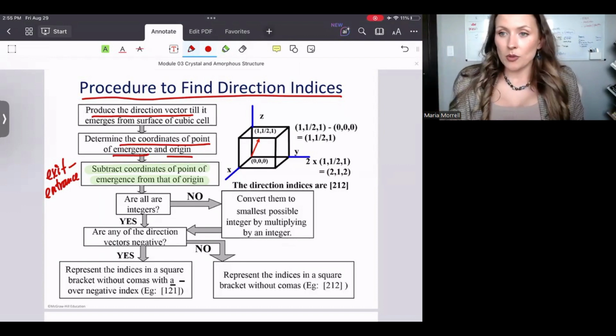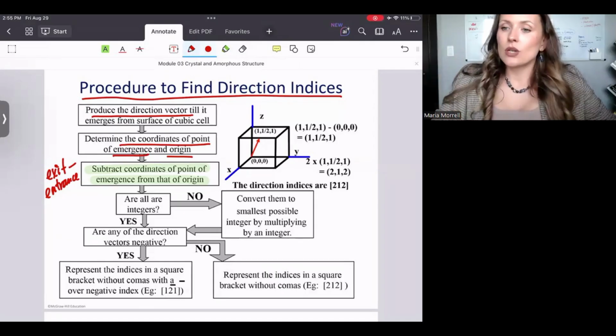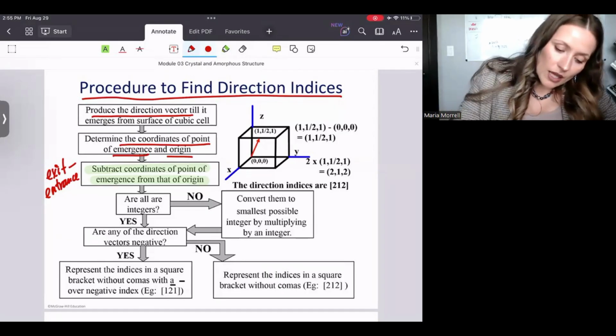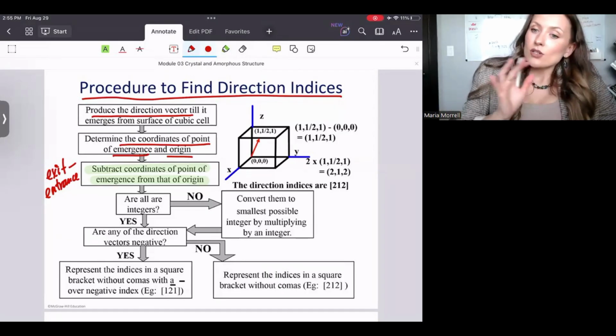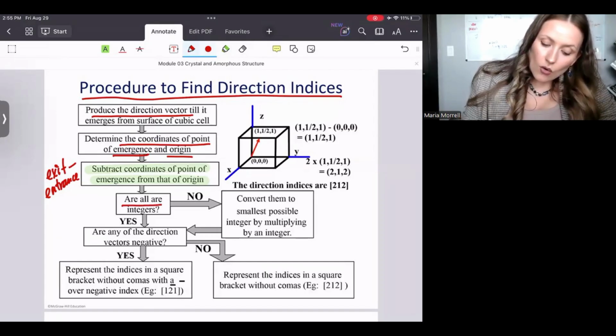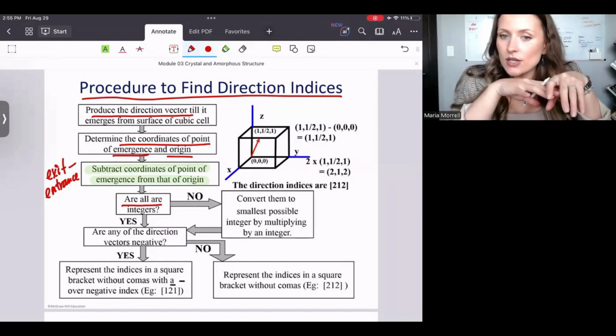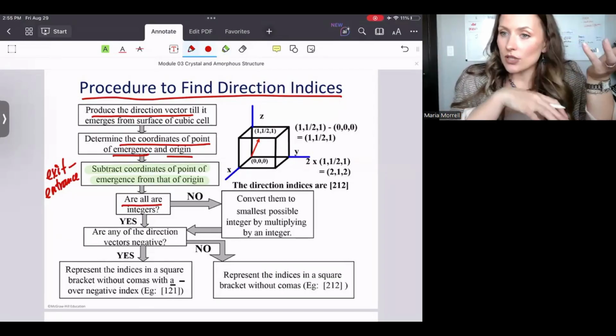Later on, I'll show you an example where your direction vector may not start at the origin. So there you'll have to do a little bit more math. Now, once you do the math, you also have to ask yourself, are all the numbers integers? If yes, you're done with the answer.